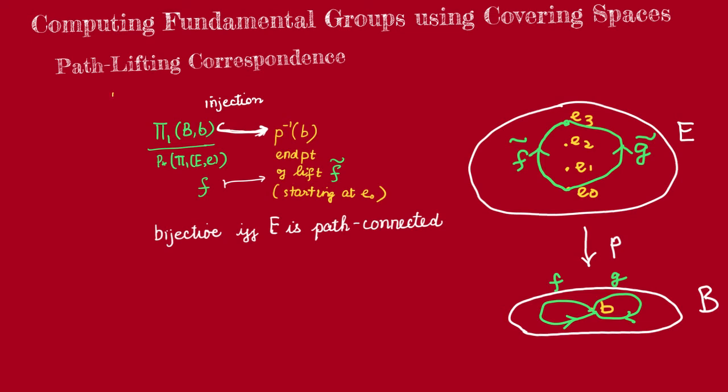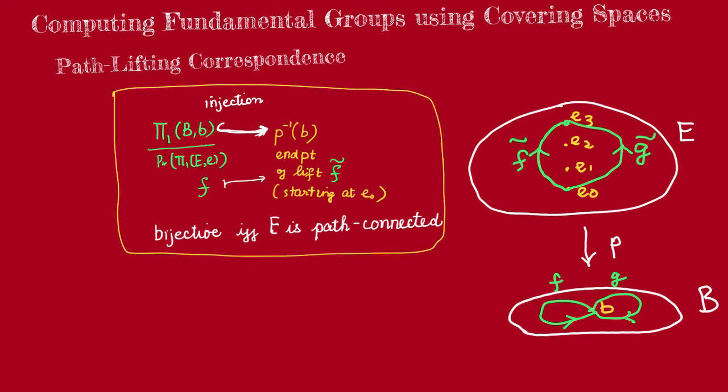So in summary, we have the following theorem. We have an injection from the set of cosets of the fundamental group of E inside the fundamental group of B into the fiber over the base point, right here. That's given by sending every loop F to the endpoint of a lift of F starting from E0. And note that this correspondence is going to be bijective if and only if E is path connected.